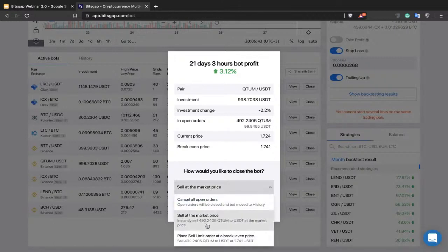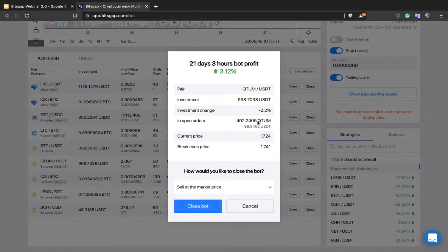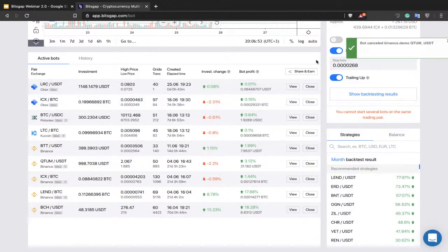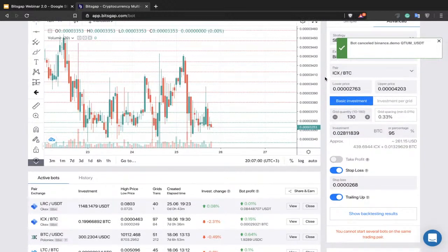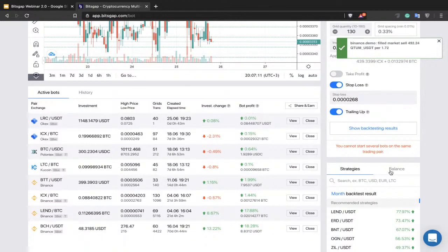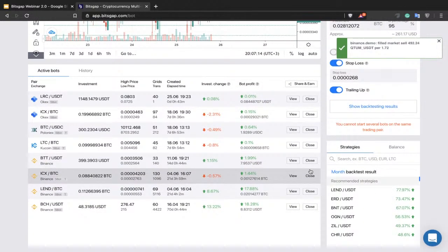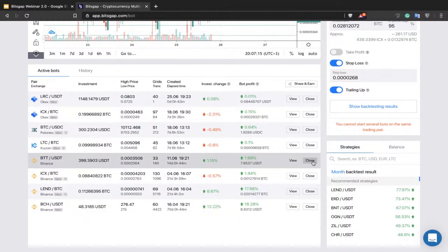it will sell that amount of quantum, which is now in the open orders here, at the current market price. So let's use this one and see what happens. Cancel Binance demo quantum USDT, and the market sell order is placed, and here we go. It has filled the sell order to sell what is left at the current price. So that's what I call a full exit, 100% exit.